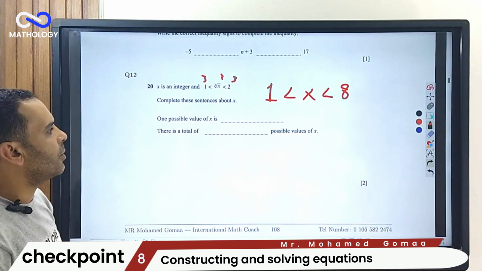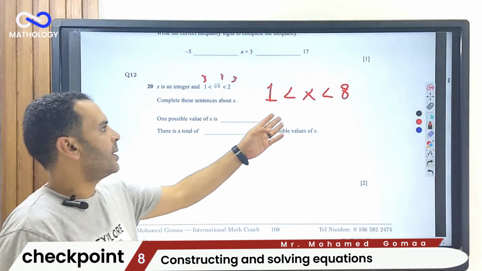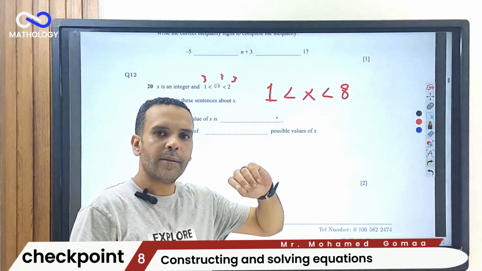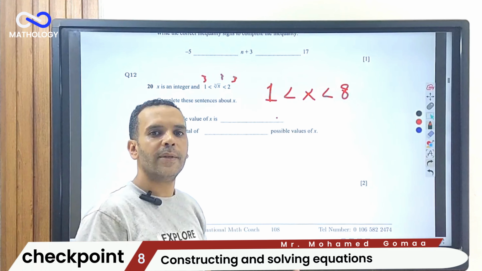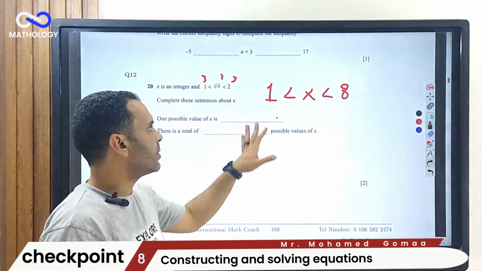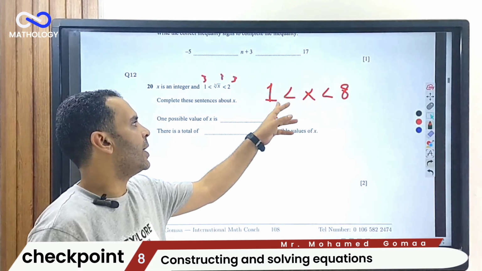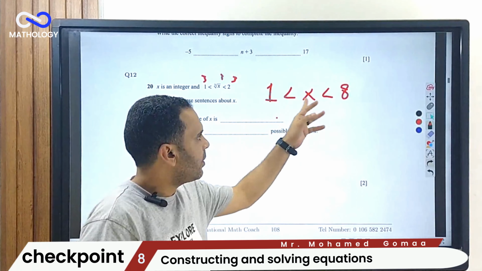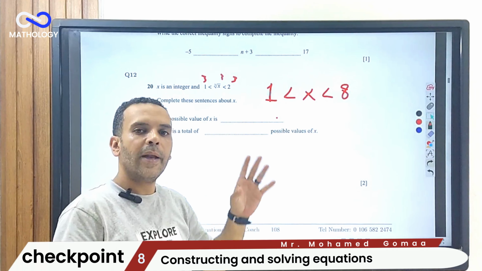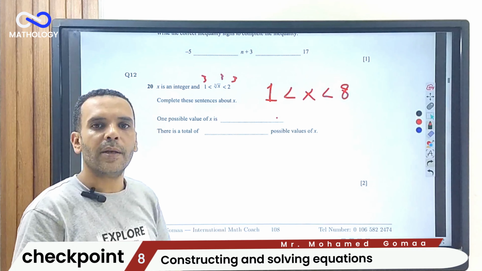One possible value of x, x between 1 and 8, maybe 2, 3, 4, 5, 6, 7. Don't choose 1 or 8. Here we have no equal signs, okay? Greater than 1, not greater or equal.